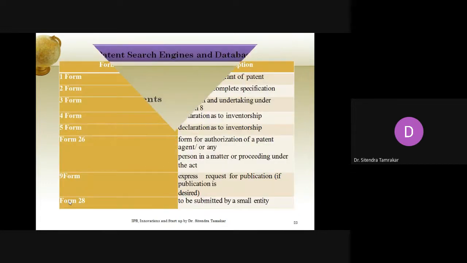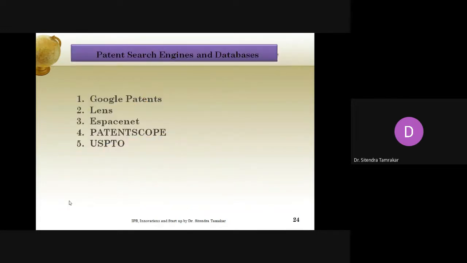So by the end of this presentation, if we manage to get the time, we'll discuss the patent search engines and databases. Okay, like if you want to file a patent, one fine day you thought or you find yourself that you can file a patent.